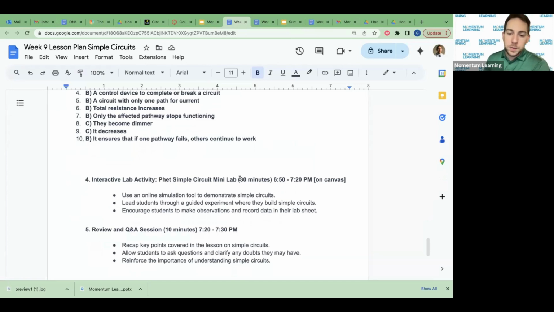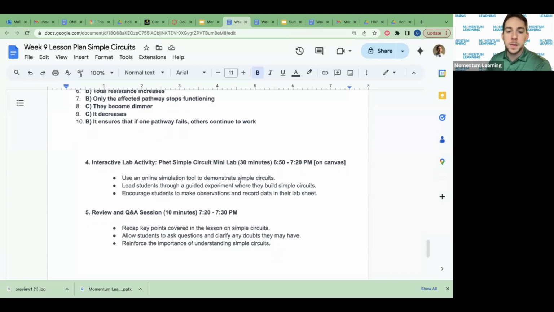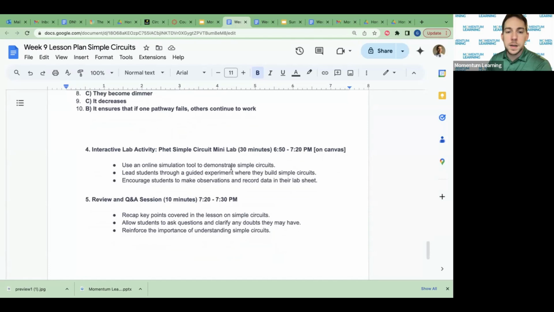The next portion of the class period would be about 30 minutes long, and that's usually when we do the lab. In this particular lesson, which represented week 9 of the summer course, we did the FET simple circuit simulation for the lab. I'm going to show you what the lab sheet looks like.